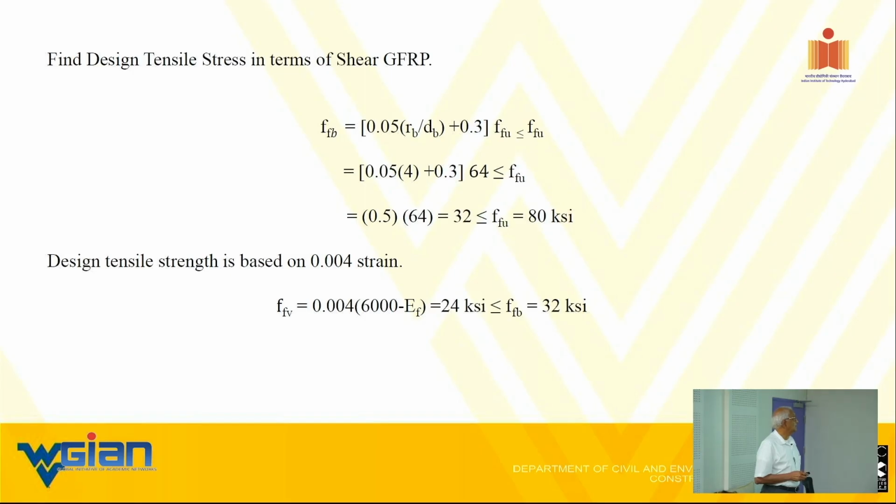Design tensile stress in terms of shear for the stirrup. You remember the equation we provided you with? And for the stirrup, the value is 32 kips. The tensile strength corresponding to that, if you recall, is 24. So we are safe. That is the check for stirrups under tension.